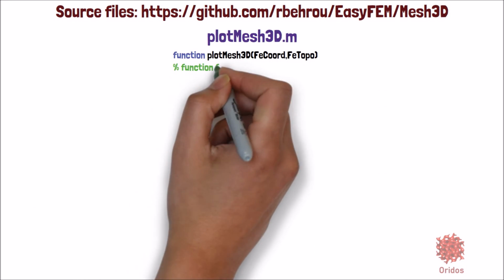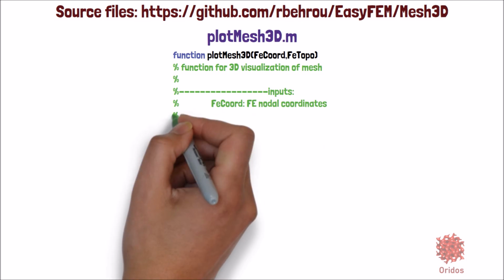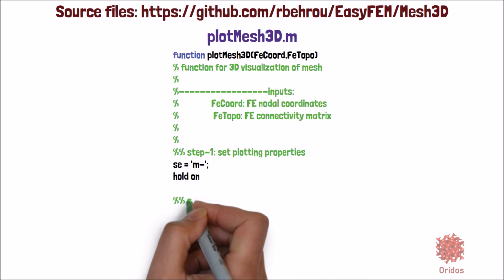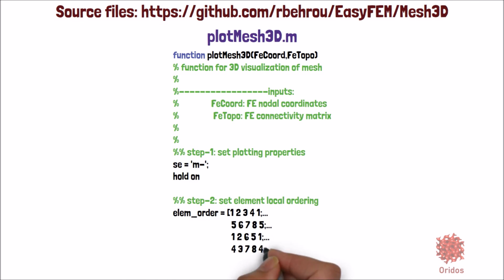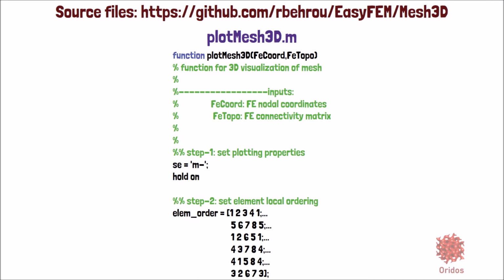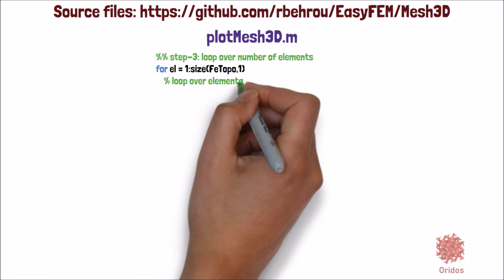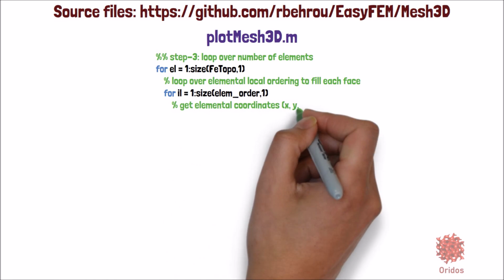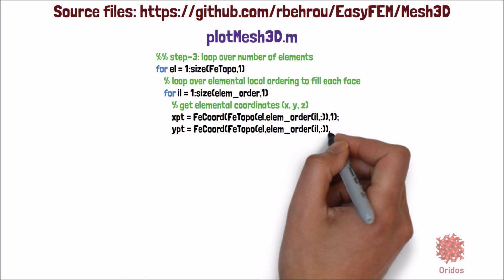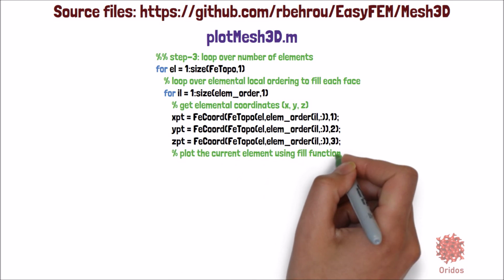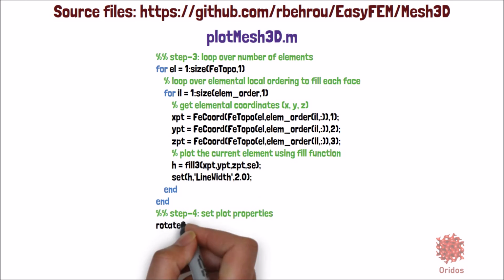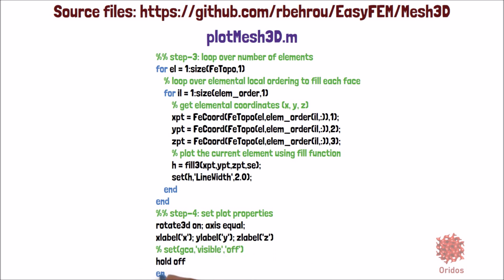For the 3D plot function, we will initialize some plotting properties and set up the local nodal ordering pattern, the counterclockwise pattern we discussed, because we need this pattern to generate faces using the MATLAB fill function. And finally, we make a loop over the number of elements and number of faces from the ordering matrix to extract the nodal coordinates for each face based on the given local nodal pattern, and use the MATLAB fill function to plot the mesh for the current element.